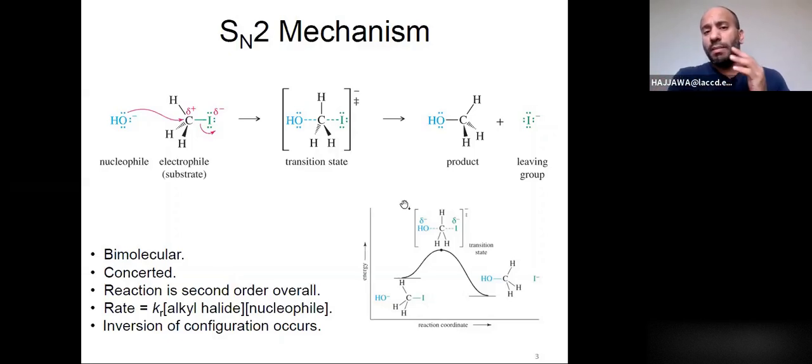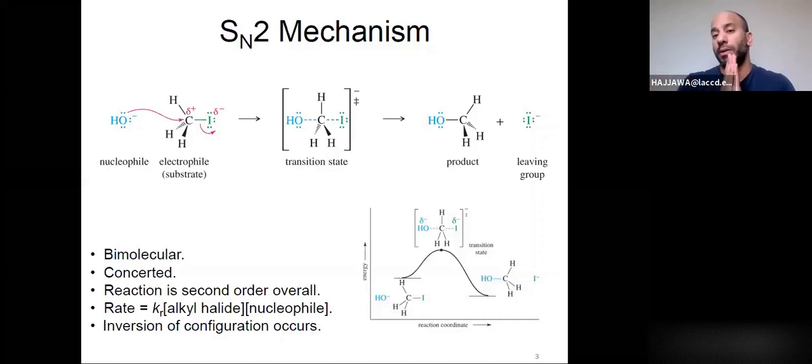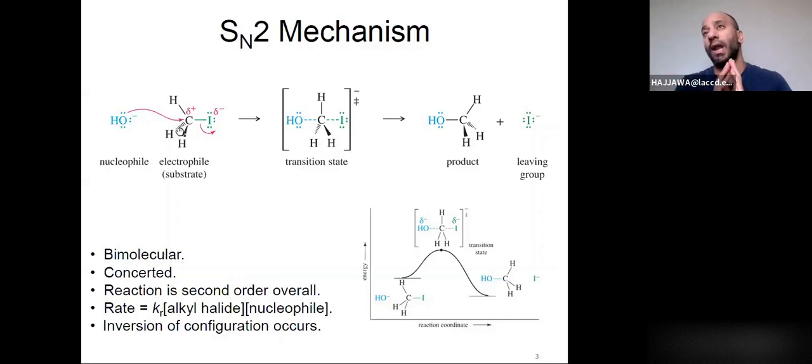And you can also see another important thing of the mechanism, that is the inversion of configuration. Inversion of configuration. So you can see here the nucleophile comes from the back side of the halide. So that's why the product is going to have the nucleophile sitting on the opposite side of where the leaving group was sitting. And that's why you see here the product is actually a result of this backside nucleophilic attack.